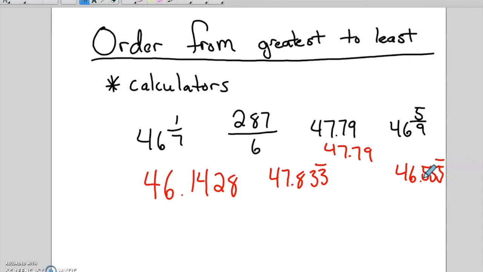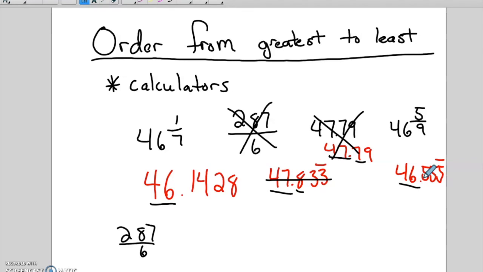So I have 46, 47, 47, 46. So I know my two 47s are the biggest. So then I'm going to compare. That's 8 tenths, and that's 7 tenths. Okay, so 8 is bigger than 7. So my biggest one is 287 over 6. I'm done with this one. And then the next one is 47.79. Okay, I've got 2 left now.